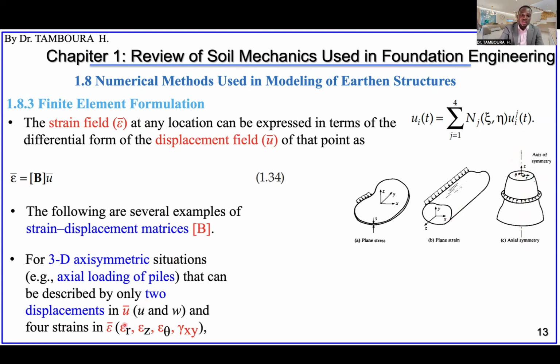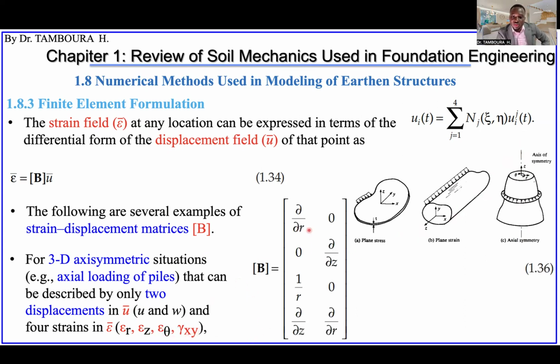So in that case, you will need the strain in R, Z, theta, which is the angle, and X and Y. So the matrix will be like this. The B matrix, the strain displacement matrix, will be given like this. Okay, so partial derivatives.